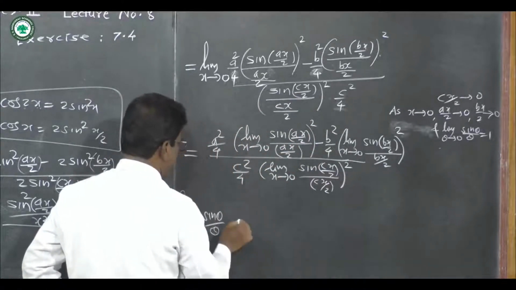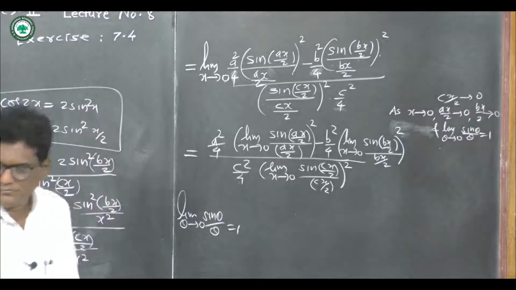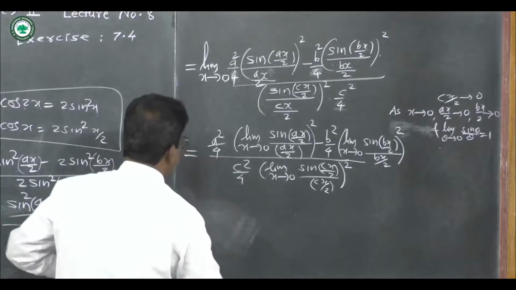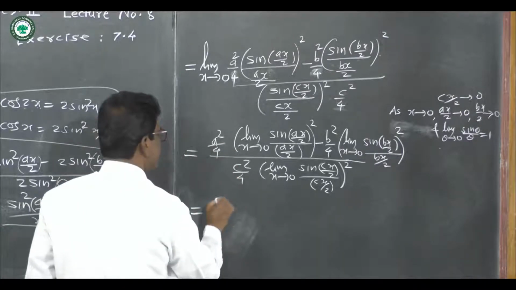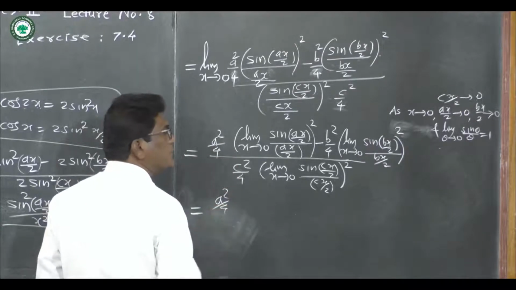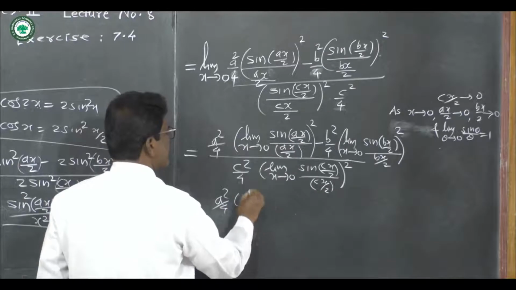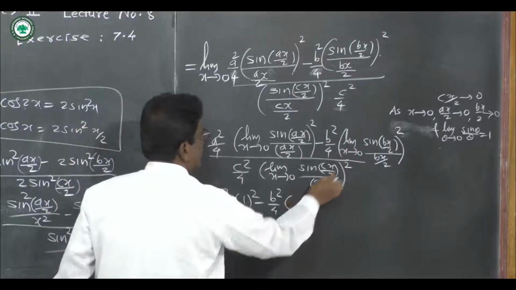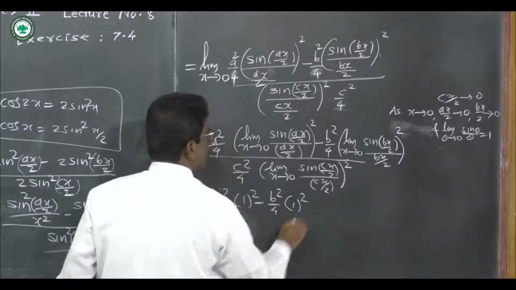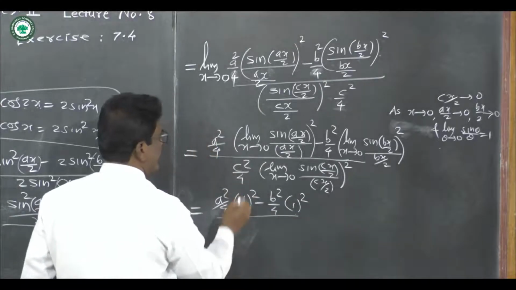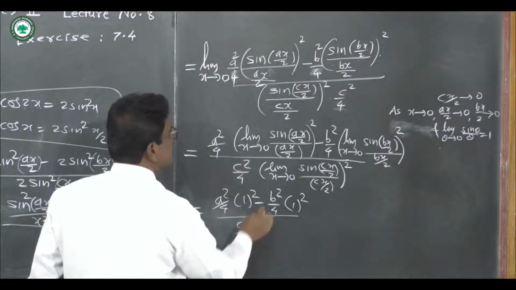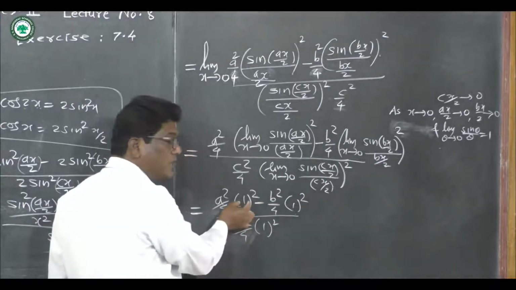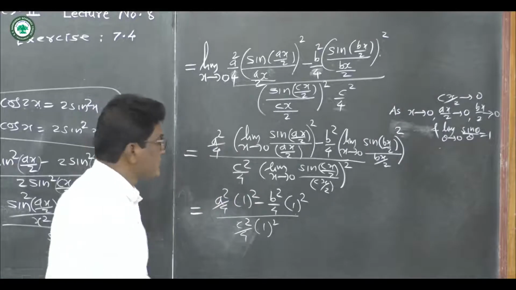So we get here this is equal to this a square upon 4 into this 1 square minus this b square upon 4. Here the value of this bracket is 1, so 1 square, and divided by this c square upon 4, and here 1 square. So 1 square is 1 into this a square upon 4, that is a square upon 4.